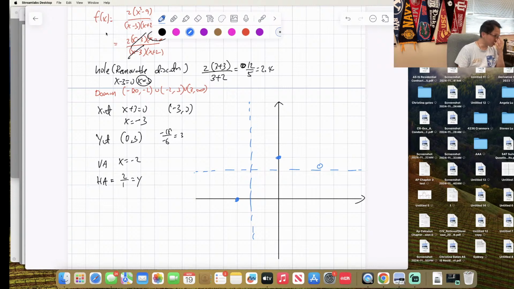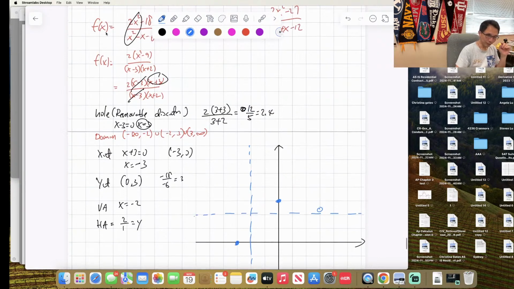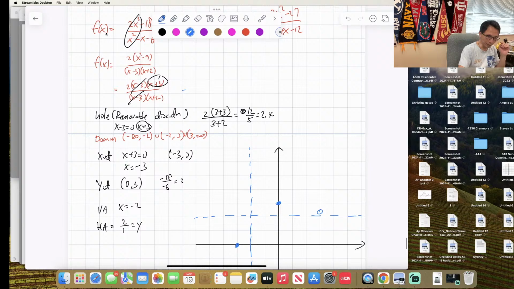Most of you probably didn't draw that hole. How many of you drew that hole over there? You're doing good. So now you just have to see how the graph behaves before -2 and after. This is the final equation: 2 times x plus 3 over x plus 2. So I'm going to plug in here. x equals what? -2.1. Is that okay?